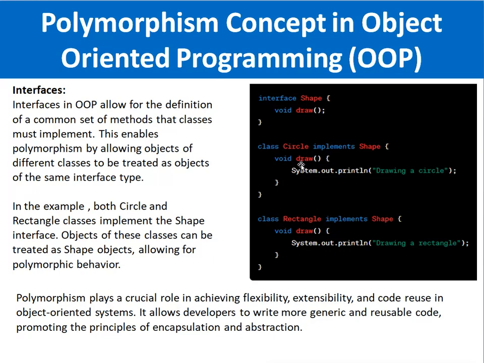So basically, friend, polymorphism plays a very crucial role in achieving flexibility, extensibility, and code reuse in object-oriented programming. Also, it allows developers to write more generic, reusable code, promoting the principles of encapsulation and abstraction as well. Overall, friend, polymorphism is a very important and fundamental concept in object-oriented programming.